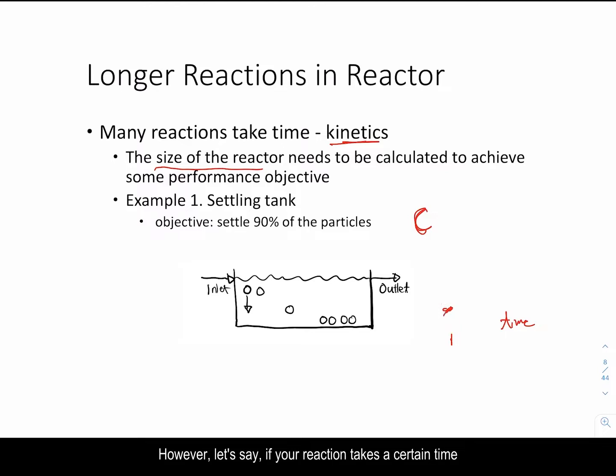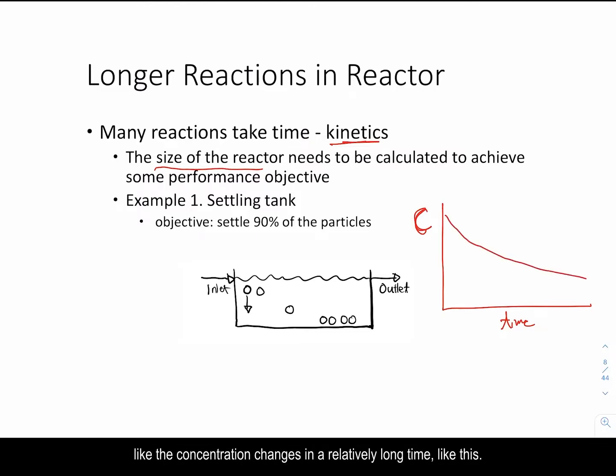However, let's say your reaction takes a certain time, like the concentration changes over a relatively long time like this. Then you have to decide what target goal you want to achieve, right? If you want the concentration to drop only to here, then that's how long it's going to take in terms of time, right?